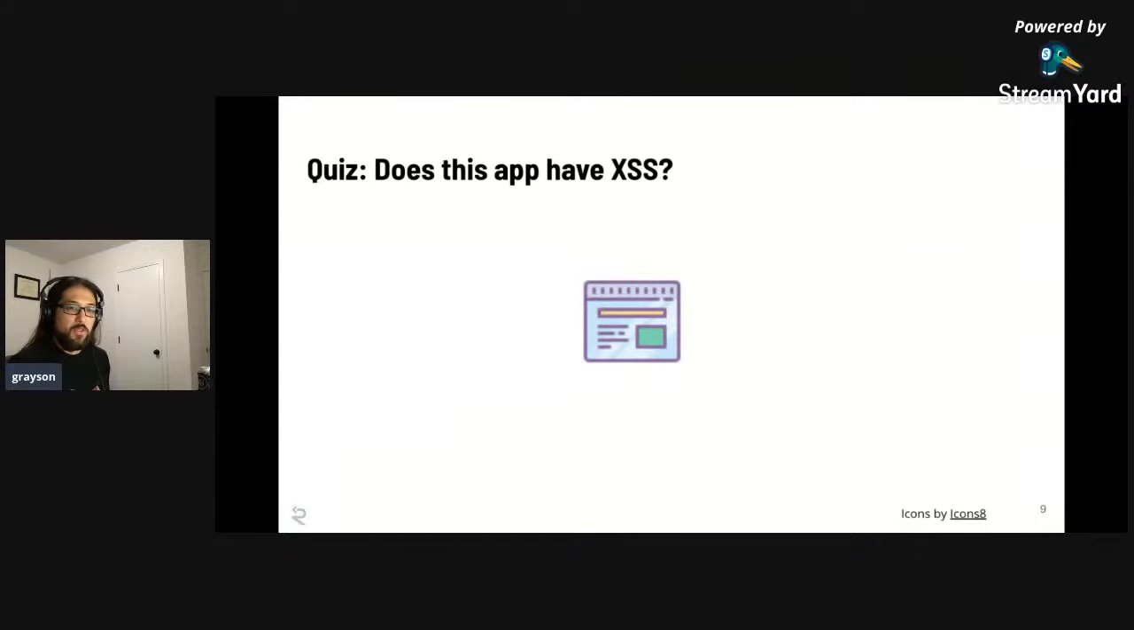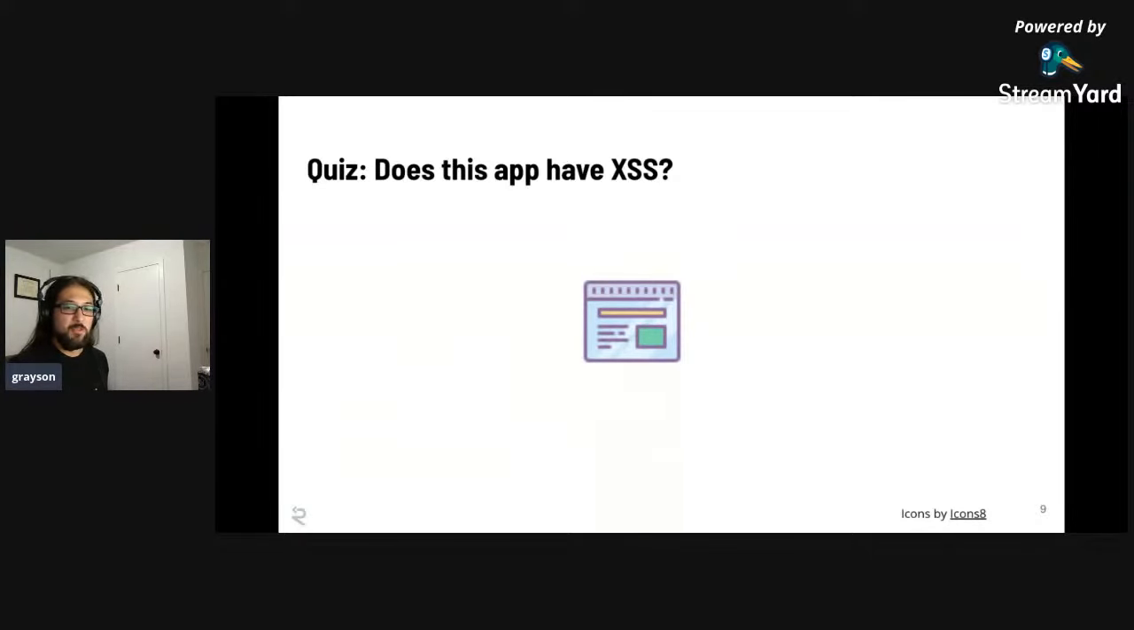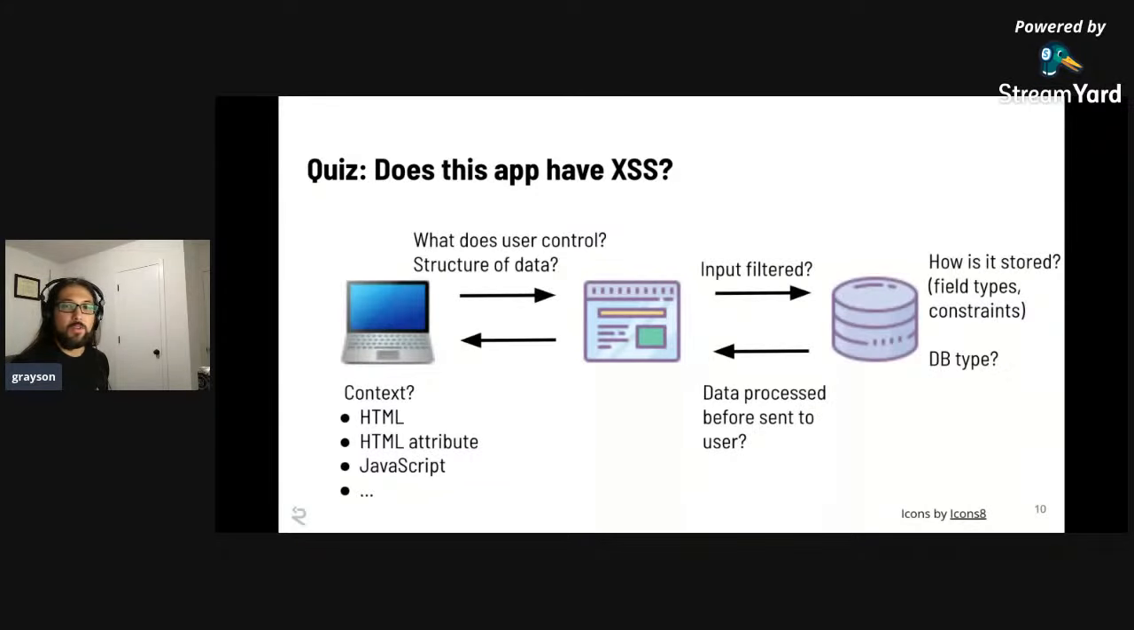So let's walk through a quick example of what this might look like in theory and practice. Quick quiz: does this app have XSS? Well, in order to answer this question, we actually have to answer a lot of other sub-questions. What does the user control? What data do they have available to them? What is the structure of that data? Is it JSON? Is it a form, like an HTML form? Is it HTTP headers, because that's something they control?